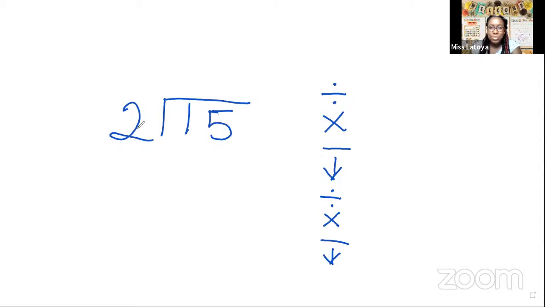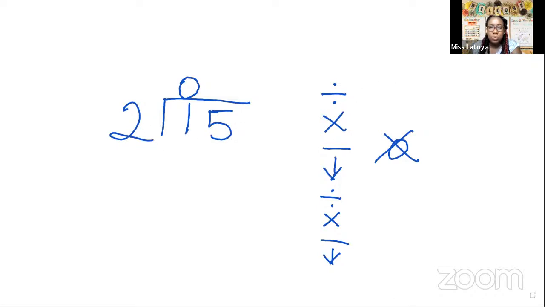Okay, so first I'm going to say 2 into 1. How much times could 2 go into 1? Remember, this question is asking us how many groups of 2's can we get from 1? None. So 2 goes into 1 0 times. After this, we are going to say 2 into 15, not 2 into 5. How much times could 2 go into 15?